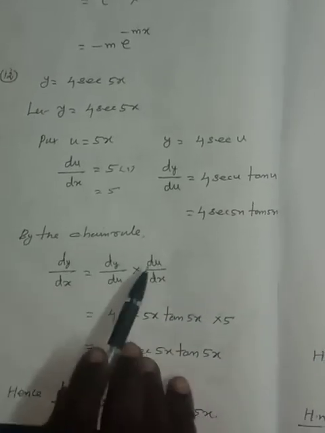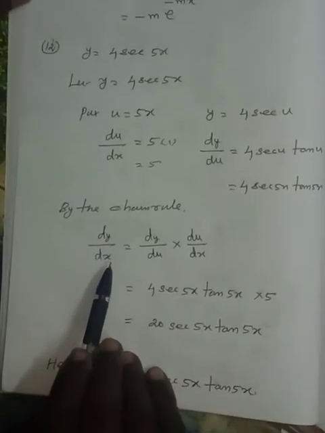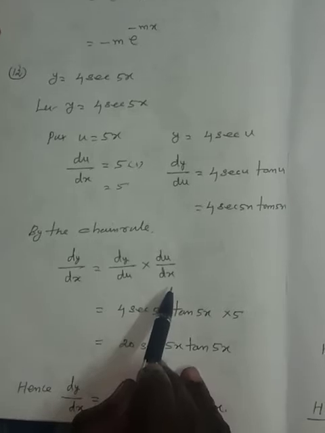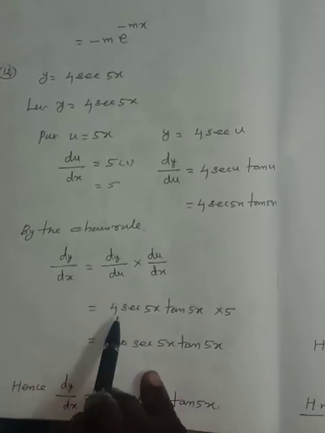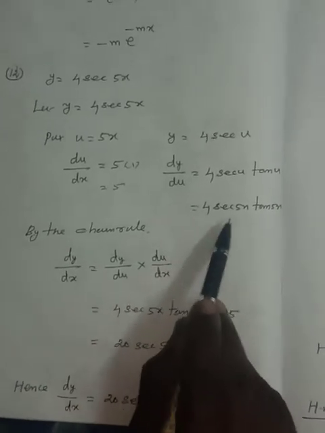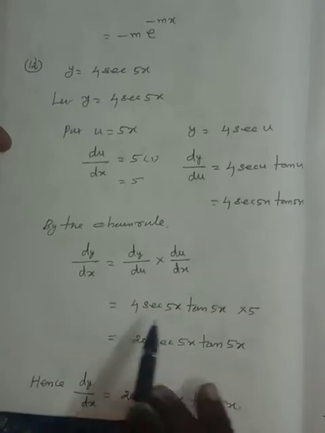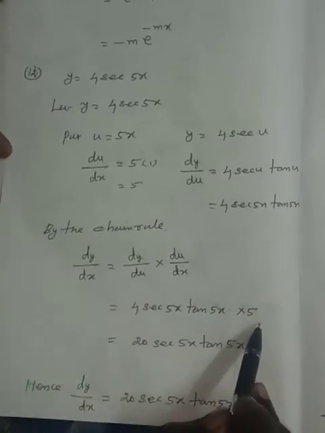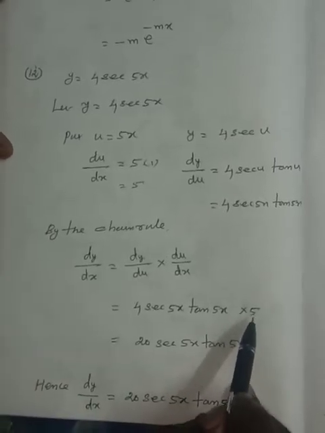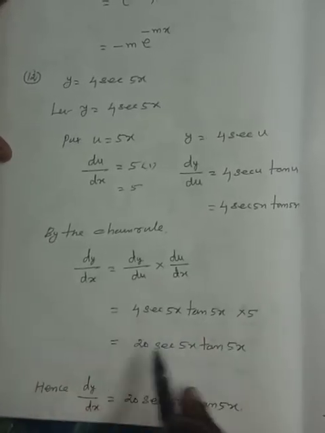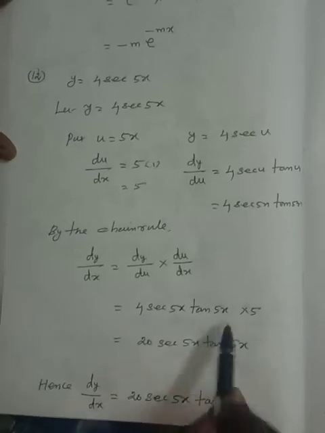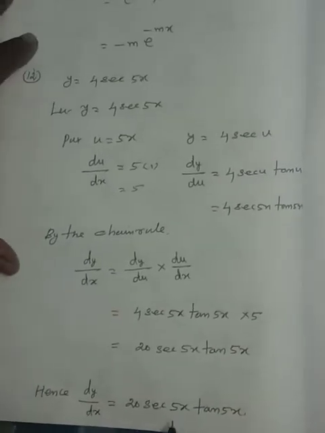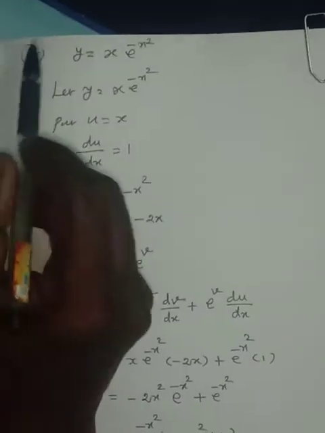By the chain rule, dy by dx is equal to dy by du into du by dx. dy by du is 4 into secant 5x into tan 5x, into du by dx is 5. So multiply 4 and 5. 4 5s are 20. Secant 5x, tan 5x is the answer. dy by dx is equal to 20 secant 5x into tan 5x.